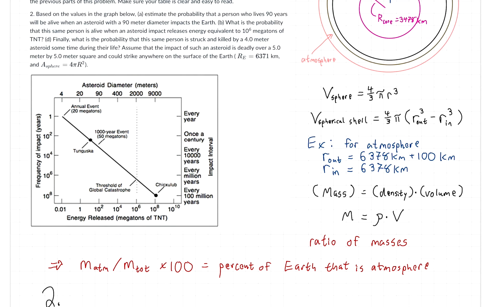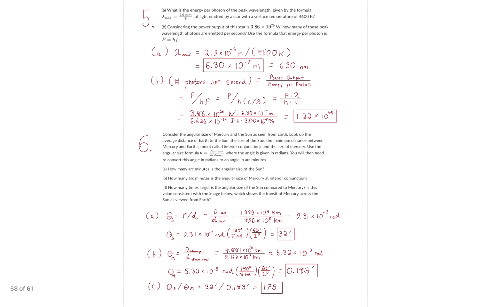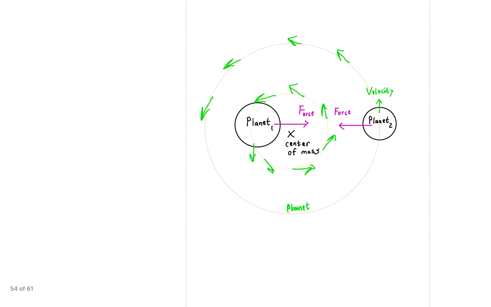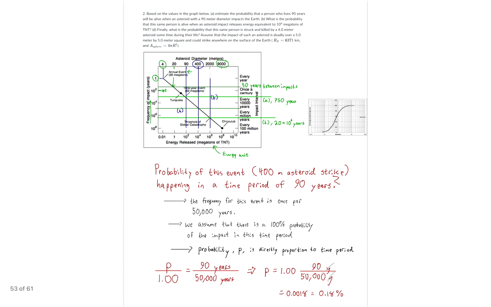And then what is the probability that the same person is alive when an asteroid impact releases an equivalent to 10 to the 6 megatons of TNT? So this is all information you're going to get off of the graph. So let's go ahead and pull up some information on this.